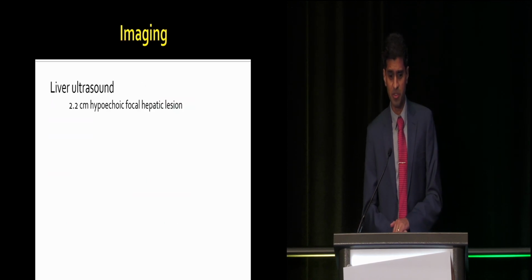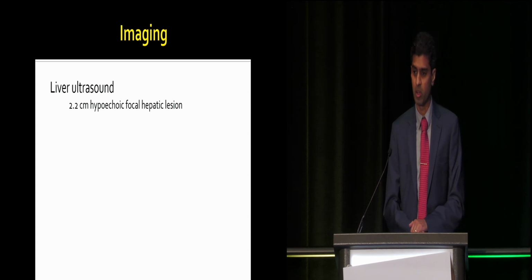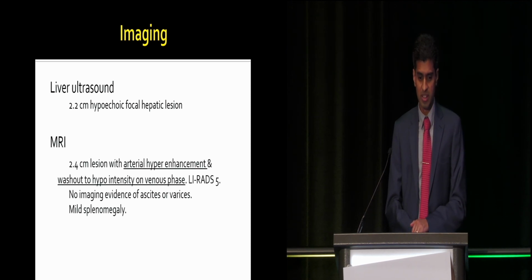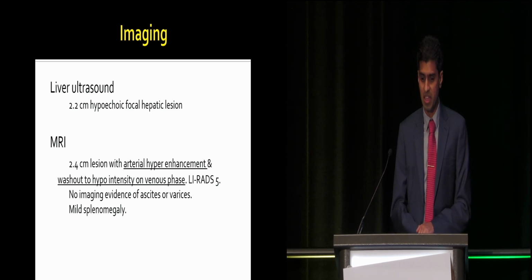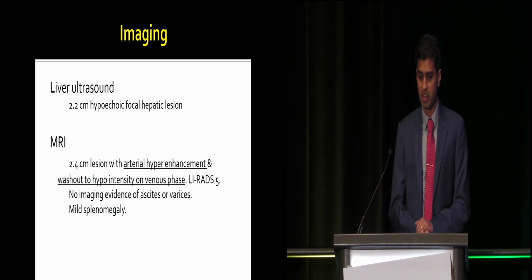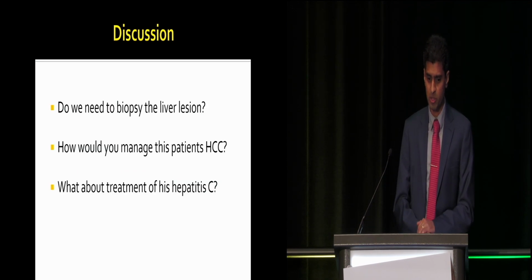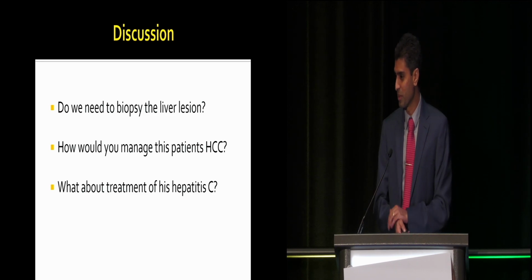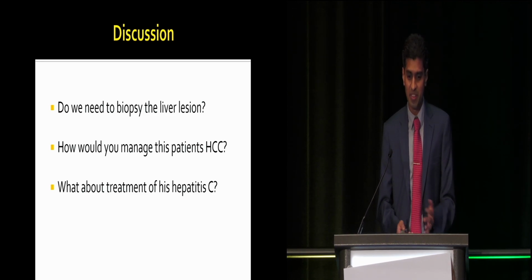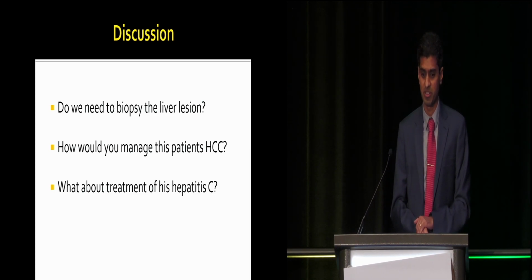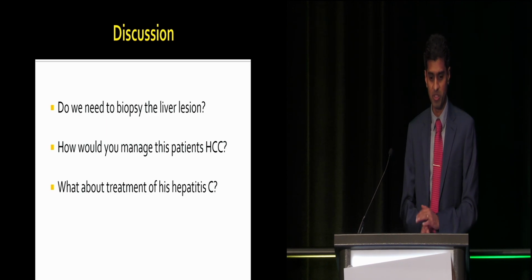So we did a liver ultrasound, which showed a 2.2 centimeter hypoechoic focal hepatic lesion. This was followed with an MRI, which showed a 2.4 centimeter lesion with arterial hyperenhancement and washout to hypointensity on the venous phase, LI-RADS 5. No imaging evidence of ascites or varices, mild splenomegaly. So the discussion, the first question: Dr. El-Serag beautifully explained to us what we need to do next. This is a LI-RADS 5 lesion. This patient has HCC, so we do not need to biopsy this lesion. So we'll move on to the second and the third questions in the discussion.